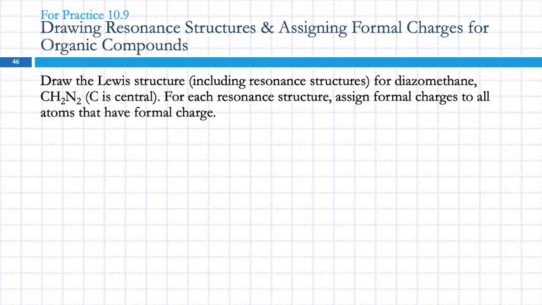Draw resonance structures and assign formal charges for organic compounds. So here we're going to have carbons and hydrogens, and then possibly a couple of other elements, nitrogen, oxygen, stuff like that. And this is for diazomethane, CH2N2. It tells us carbon is central.